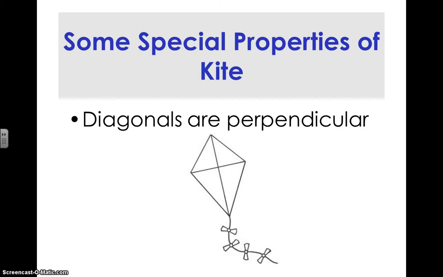So the special property of a kite is that the diagonals are perpendicular. And I know this looks like the picture of a kite that you fly, but this is also what a kite that we're talking about looks like. The lines in the middle, though, are the diagonals that are connecting the vertices together.